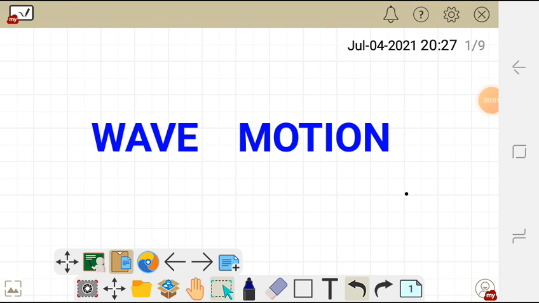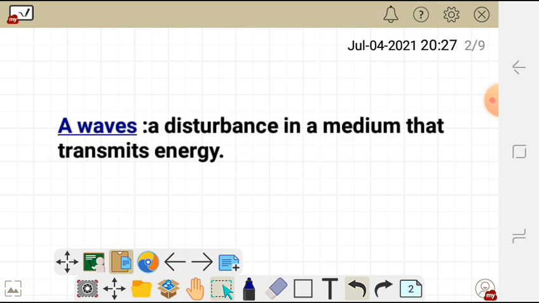In this video, I'm going to explain what wave motion is, the types of wave motion, and how we can solve problems involving wave motion. A wave is a disturbance in a medium that transmits energy. We call it a wave or waves.